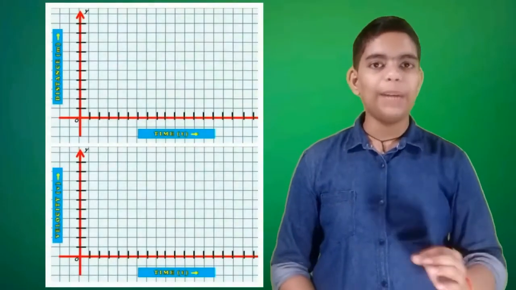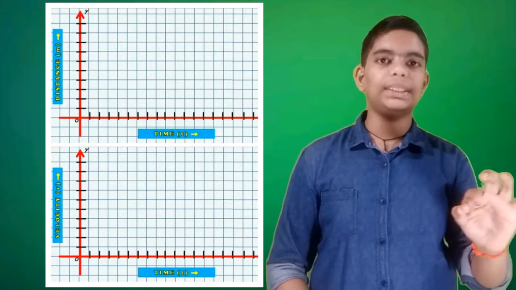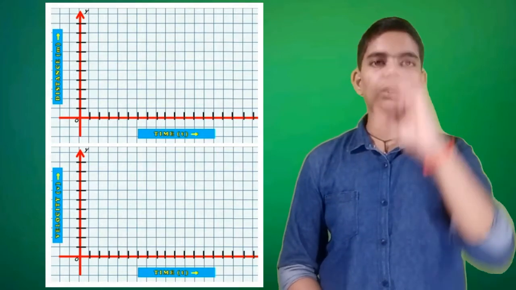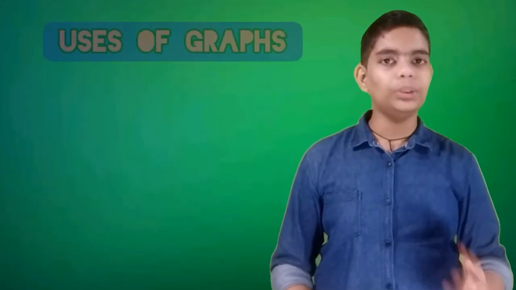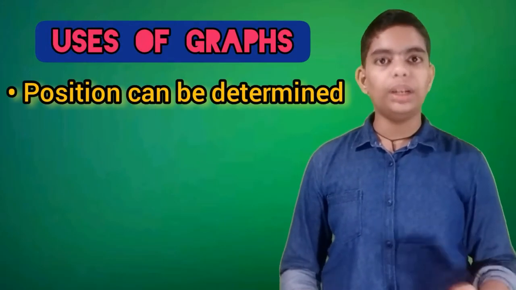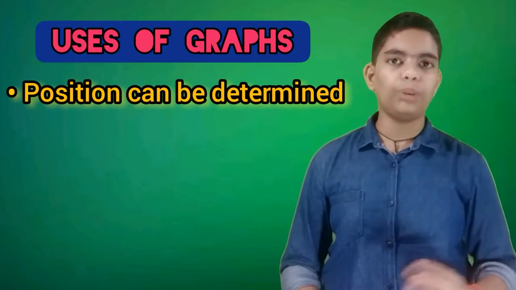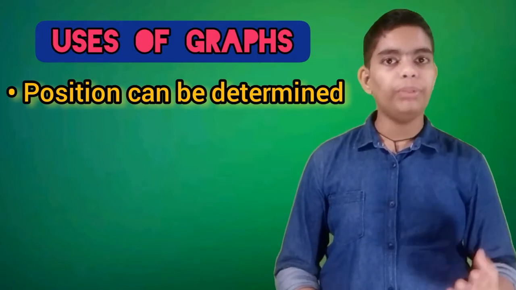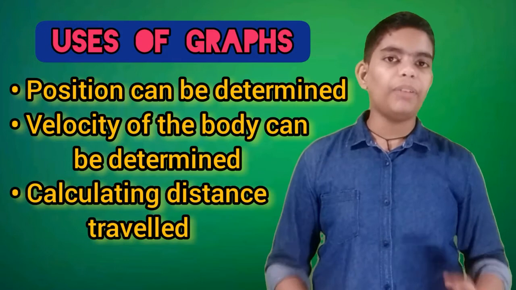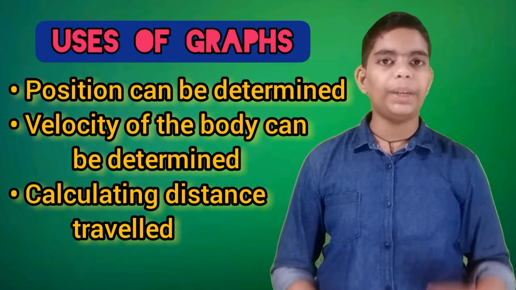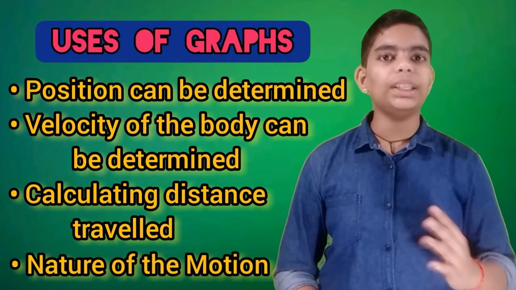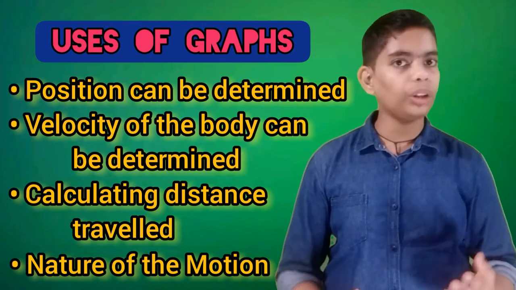In these graphs, the time taken is plotted along the x-axis of the graph and the distance and velocity are plotted along the y-axis of the graph. So what are the uses of these graphs? From the distance time graph, one can easily determine the position of the body during any instant of time. Through velocity time graphs, we can see the velocity of a body at any instant of time. Distance covered by a body can be easily determined by studying the distance time graph. The velocity time graphs tell us the nature of the motion, whether it is uniform or not.